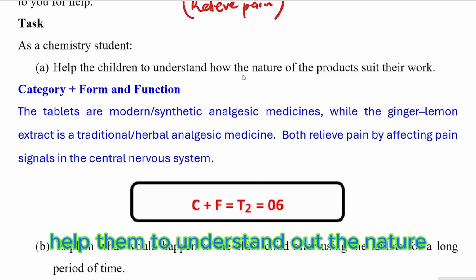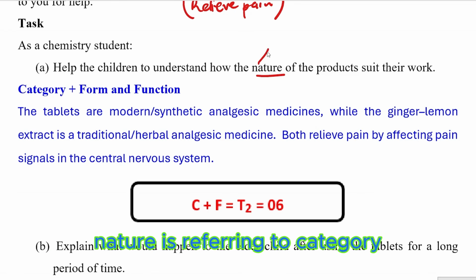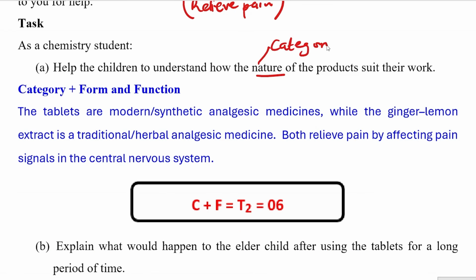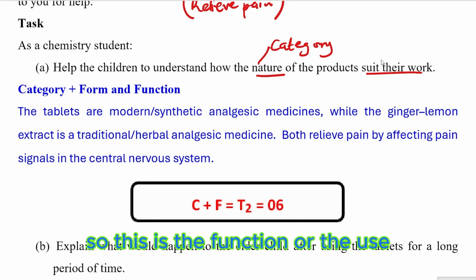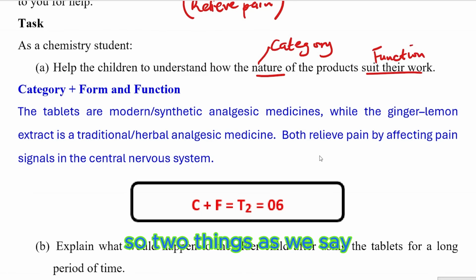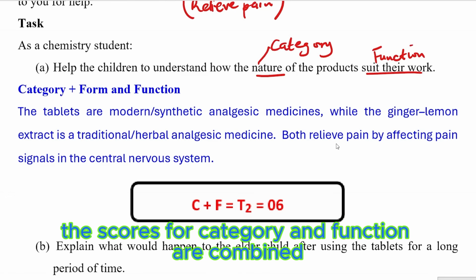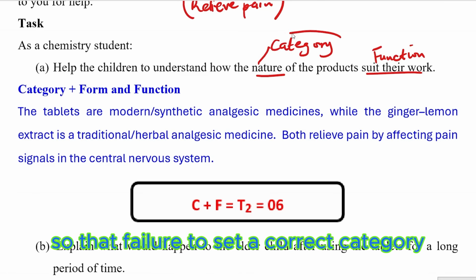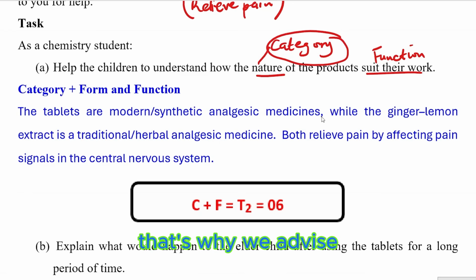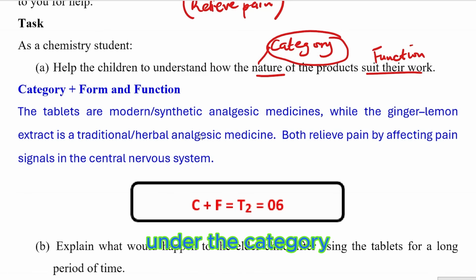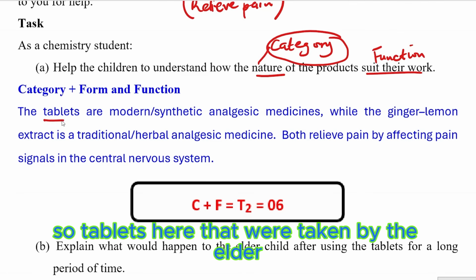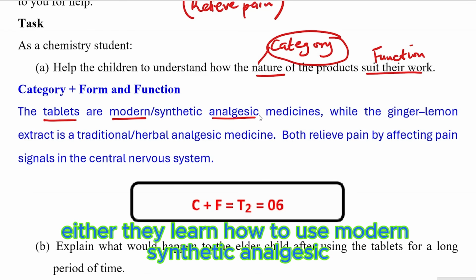Now let's look at part A. Help them to understand how the nature is referring to category of the products, how the nature of the product suits their work. So this is the function or the use of these products. So two things. As we say, the scores for category and function are combined, so that failure to state a correct category, you can't score the function. That's why we advise, let learners look for correct statements under the category. So, tablets here that were taken by the elder, either the learner will use modern synthetic analgesic.